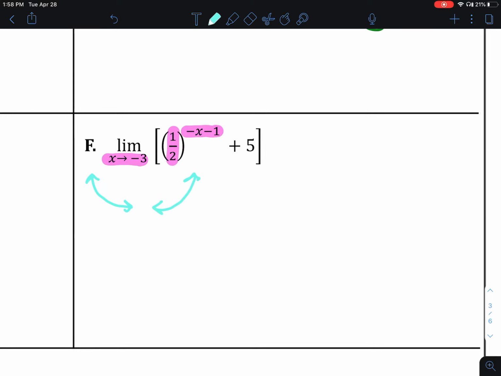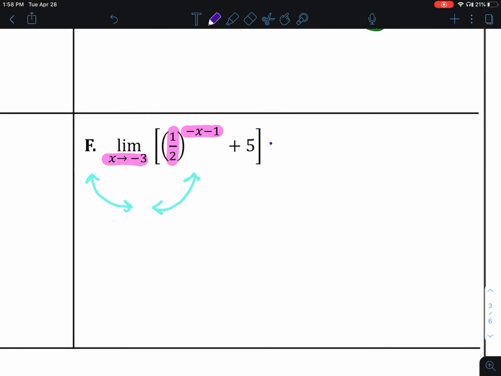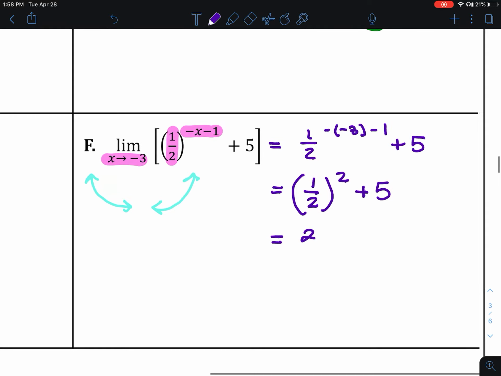And so if you were asked about the end behavior, these things would be important, but we were not. So what we want to do is, again, try direct substitution. So I've got 1/2 to the -3 minus 1 plus 5. An acceptable answer, again, on the AP exam, 1/2 squared plus 5 is workable, and so is 21/4. You could put any of those three, and that would be accepted.